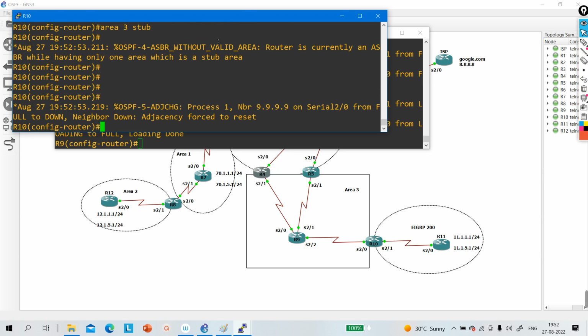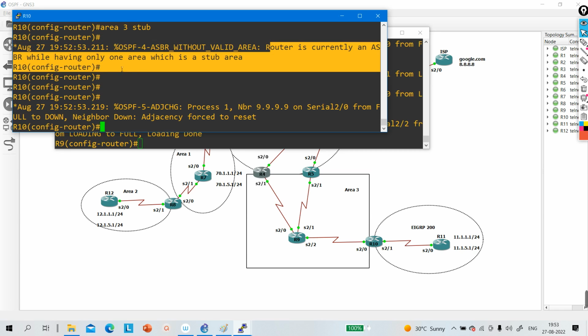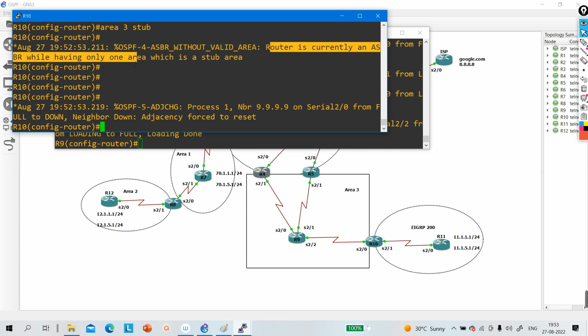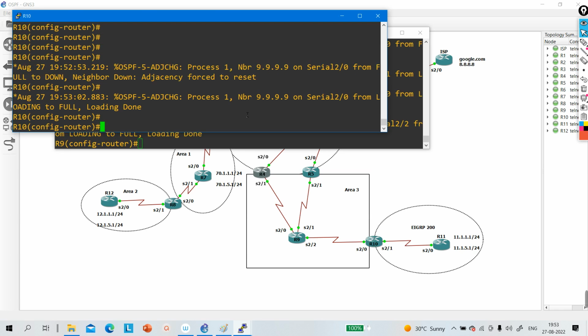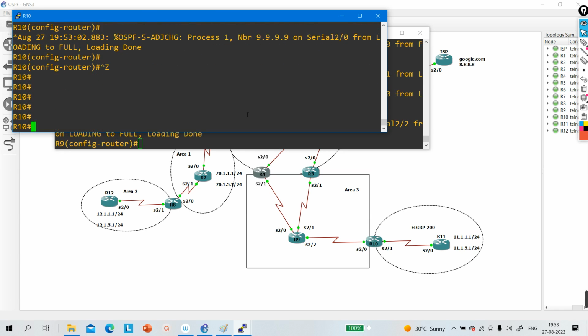Okay, area 3 is stub. Here you can see the router is currently an ASBR while having only one area, which is a stub area. And as you know, ASBR is not allowed in a stub area, right? ASBR is not allowed in a stub area.